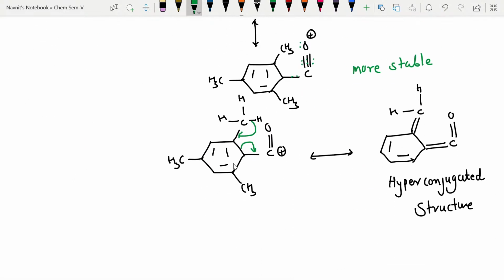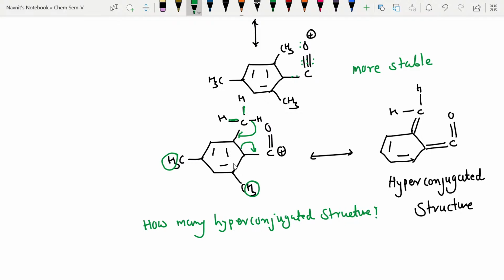Okay, but not only this carbon-hydrogen bond takes part in the hyperconjugation, this carbon-hydrogen bond also takes part in hyperconjugation, and this carbon-hydrogen bond also takes part in the hyperconjugation. Similarly, these three hydrogen atoms also take part in the hyperconjugation, similarly these three hydrogens also. So please tell me, how many hyperconjugated structures are possible?